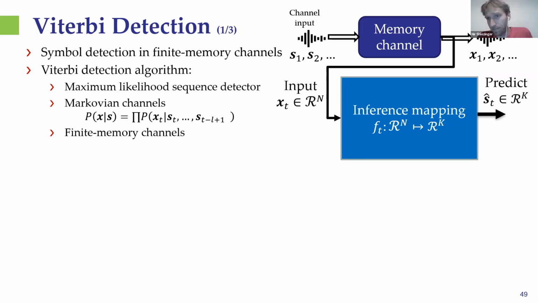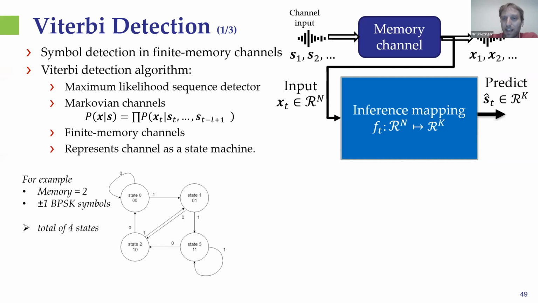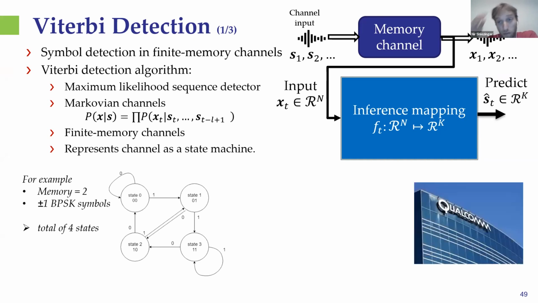Now that is a basic operation of a digital receiver, but specifically since it's a finite memory channel, that implies that the likelihood function takes this Markovian structure, which can be factorized. It can be represented using a factor graph, specifically a Markov chain, and that allows you to represent the transmitted symbols as state, and you have this kind of a state machine. And it was proposed by Andrew Viterbi in the late 60s. He ended up founding Qualcomm.